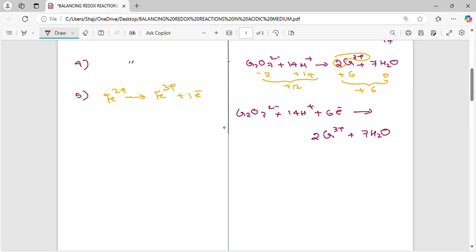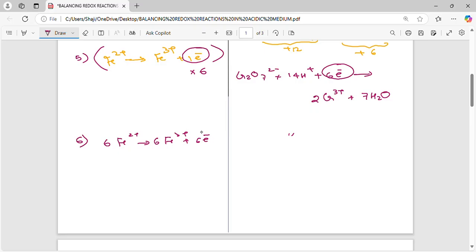Finally we need to make sure that the number of electrons in the oxidation half and the reduction half are equal. In this reaction, the oxidation half has 1 electron and the reduction half has 6 electrons. To make the electrons equal, we multiply the oxidation half by 6. So it becomes 6Fe2+ gives 6Fe3+ plus 6 electrons. We don't need to do anything in the reduction half, because it's already 6 electrons.